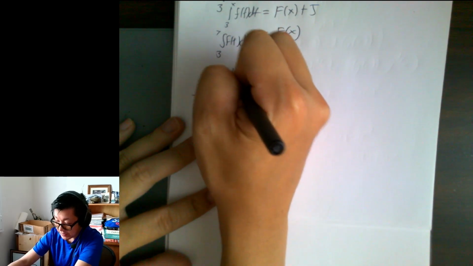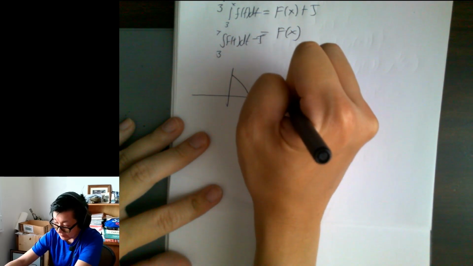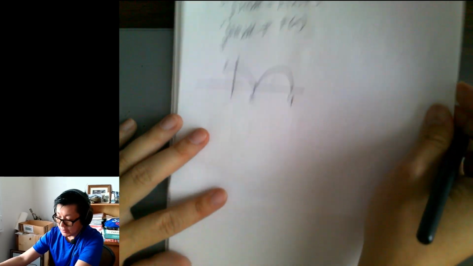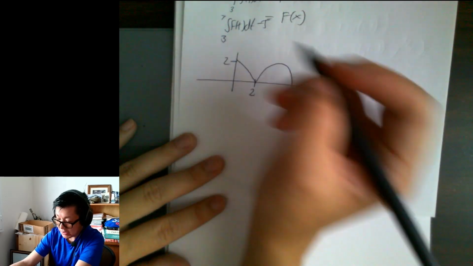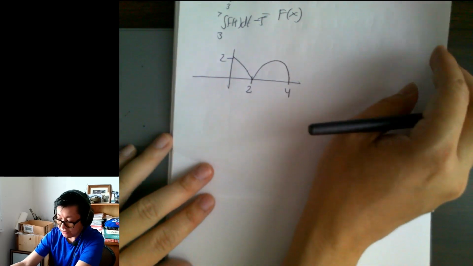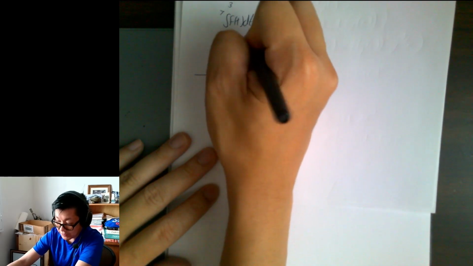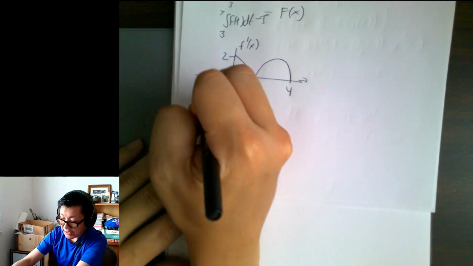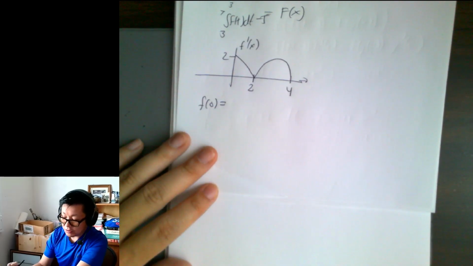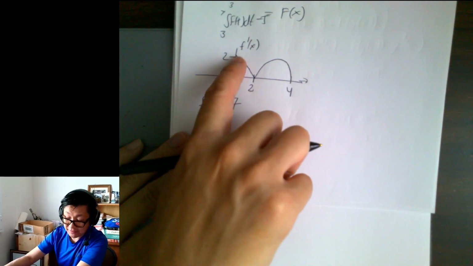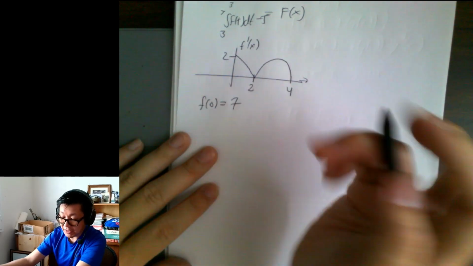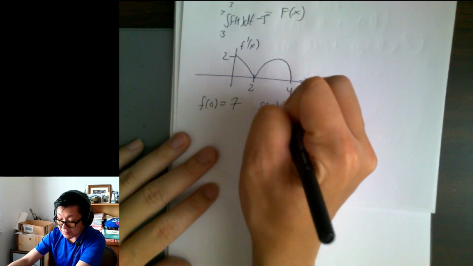Let's say I had something that looked like this. Let's say we were given that this is the graph of the derivative of f. And we know that f of 0 is equal to 7. Notice that it's not 2, right? That's what f prime of 0 is. f of 0 is 7. So this would be some piece of information we're given, and we want to figure out what f of 4 is.